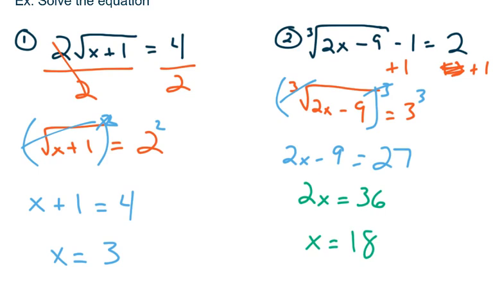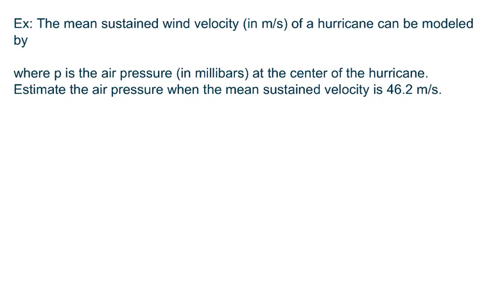Okay, so there's a couple of examples for solving radical equations. Get the radical by itself, get rid of the radical, and then solve what's left. Let's try a story problem. The mean sustained wind velocity in meters per second of a hurricane can be modeled by, and here's your model.